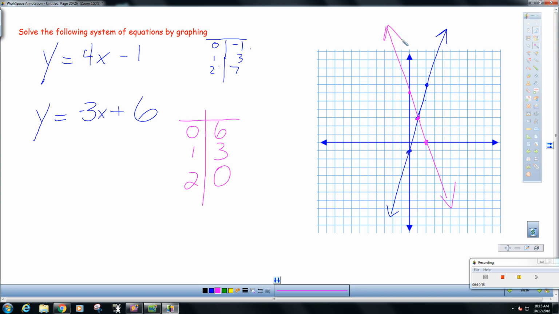Where do they meet? They meet right there. So what's the solution? It is 1, comma 3. That is your answer. That is the only set of points that exists for both equations. It will never ever touch again. They will never touch again.